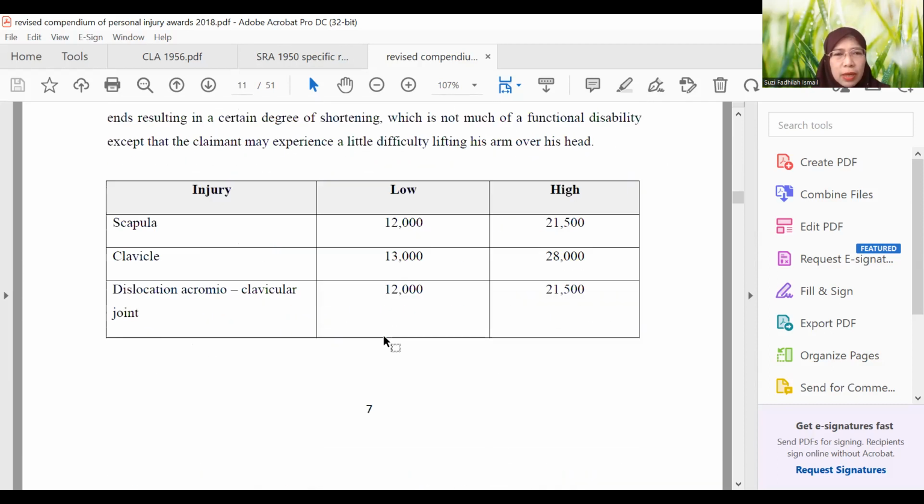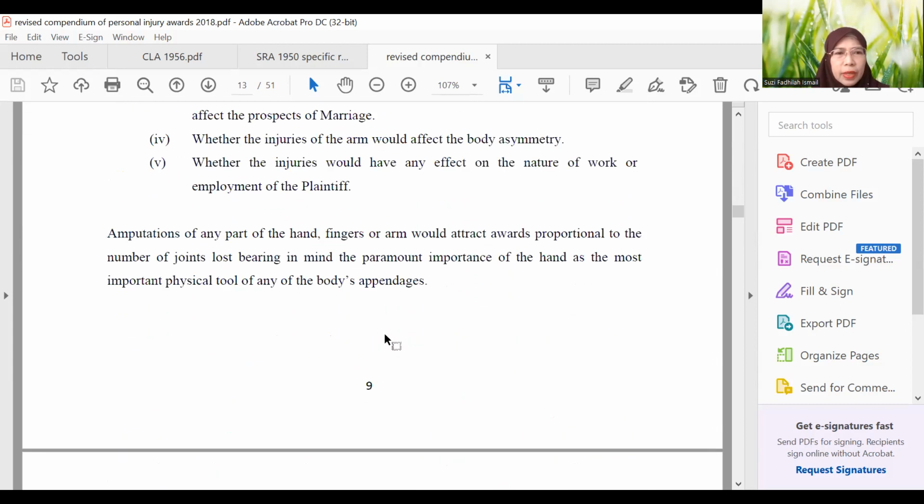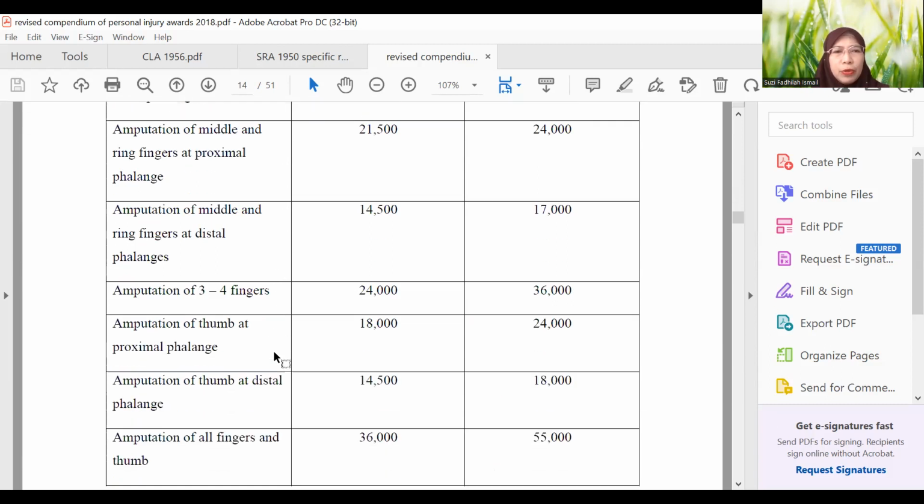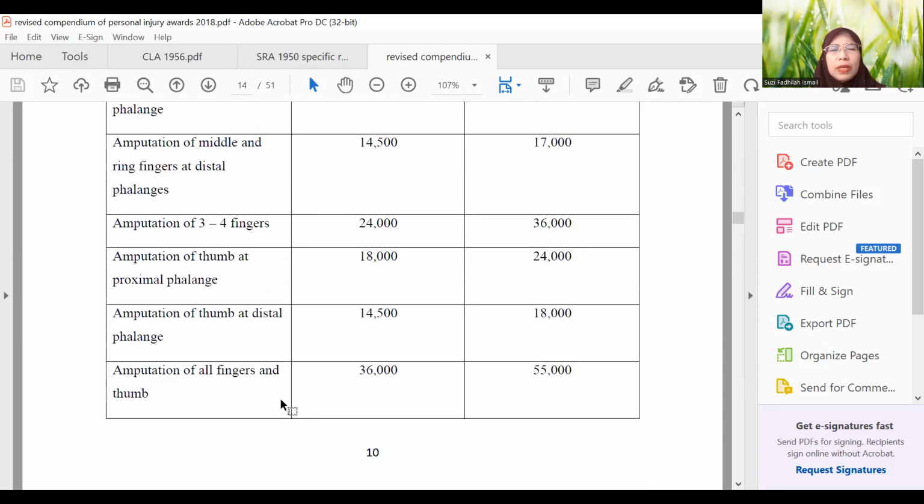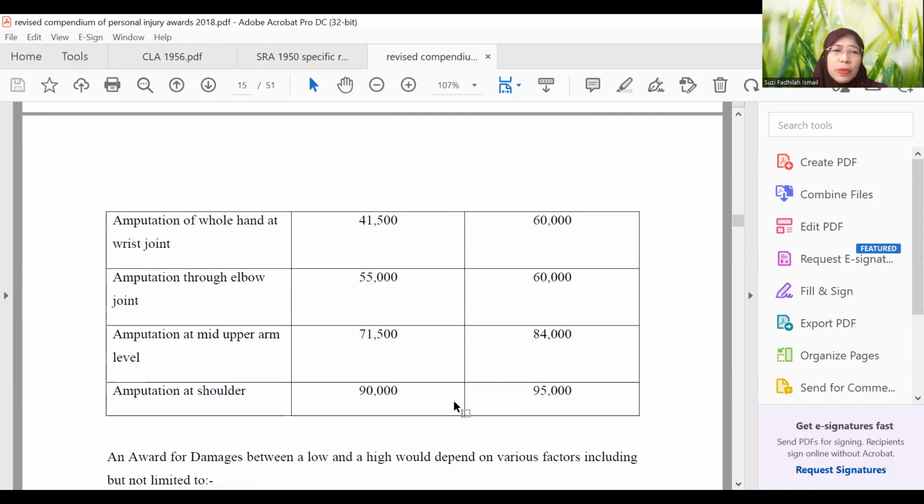Here, arm. This is the compensation for the arm. We were looking at the eye just now. This is the arm. For example, amputation of all fingers. What could be the compensation? If the plaintiff lost all the fingers, the amount of damages would be between 36,000 and 55,000. Even though the plaintiff now becomes a disabled person, that's the amount that he can claim, for one hand. Maximum 55,000. You can say, oh, not much, but that's the amount. Even 1 million cannot replace the loss of the limbs. There is no replacing the limb.